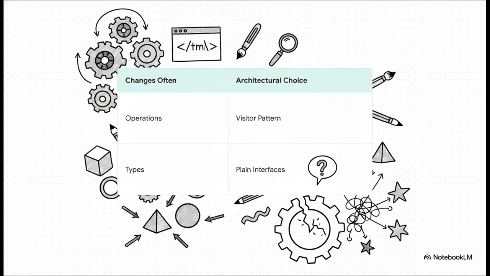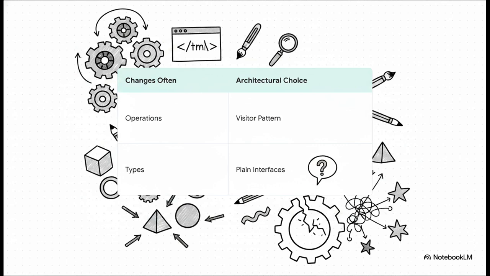The visitor pattern optimizes purely for adding operations. It is absolutely perfect when your types are stable. Think of the nodes in an HTML document, those rarely change, but you are constantly adding new operations, like new ways to render or parse that document.